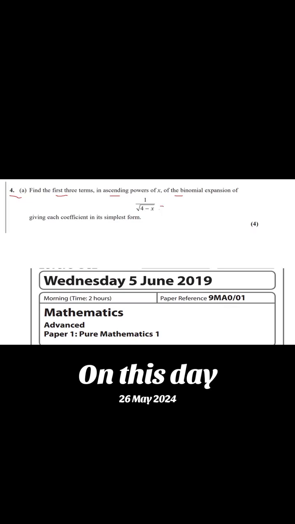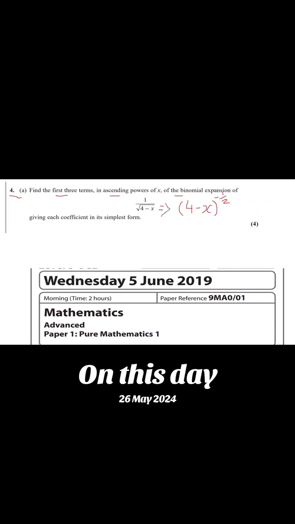Step 1, write this in index form. I'm going to have 1 bracket 4 plus x to the power of minus a half. The negative power does the reciprocal, making it 1 over, and the power of a half makes it the square root. If you need to revise this, check out my GCSE maths playlist for fractional and negative indices. Hopefully you're happy with that step.